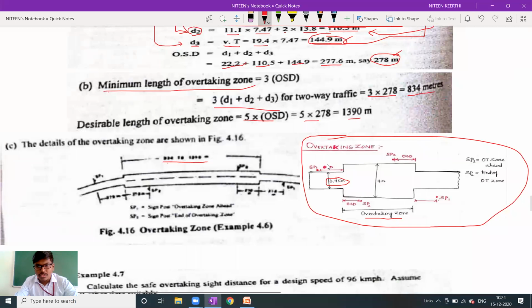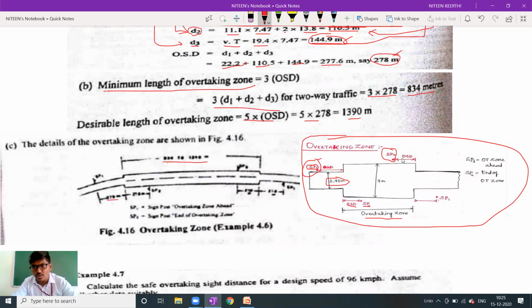So this diagram you can draw. This is signpost 1. SP1 means signpost 1 here. So you can draw this neat sketch. That's why I have drawn this sketch and I have put it here as a screenshot. Later on, the OSD value you can write here. This image is not clear, that's why I have written here. You can see that is 278 meter. And later on again 278 meter, here again signpost 2. So signpost 1 is nothing but overtaking zone starts, and signpost 2 is nothing but overtaking zone ends, in that way.